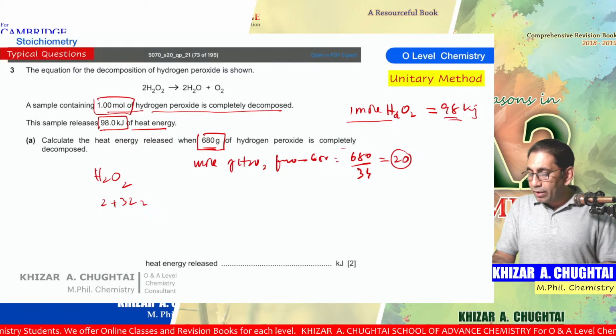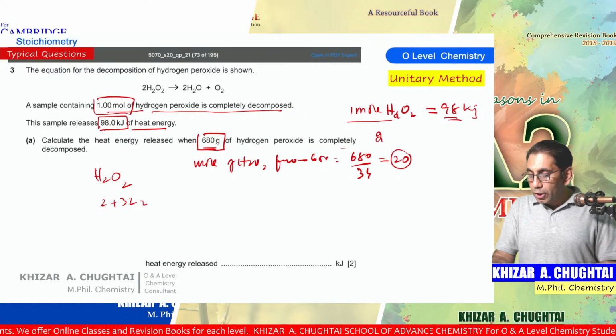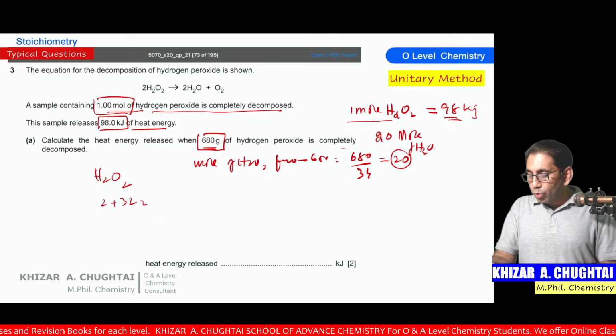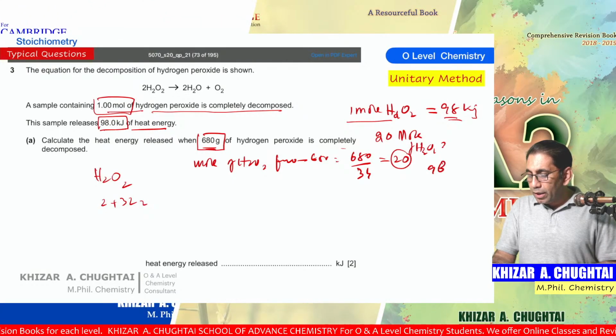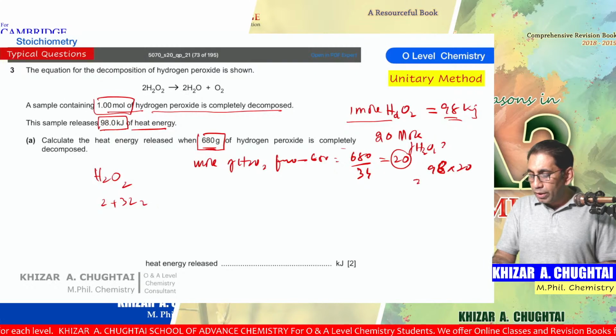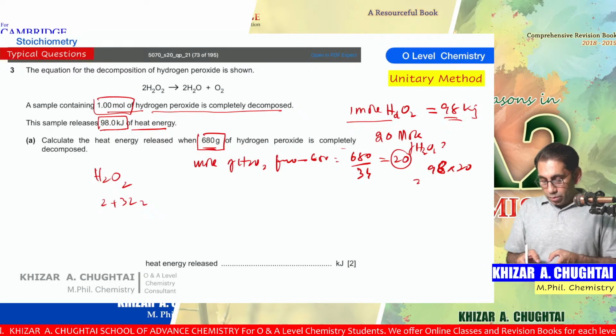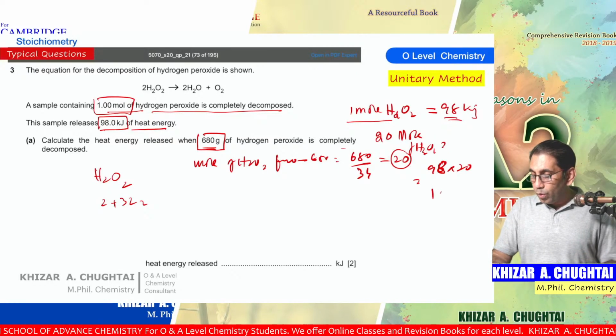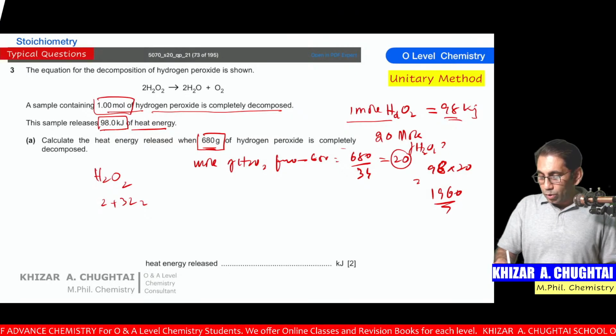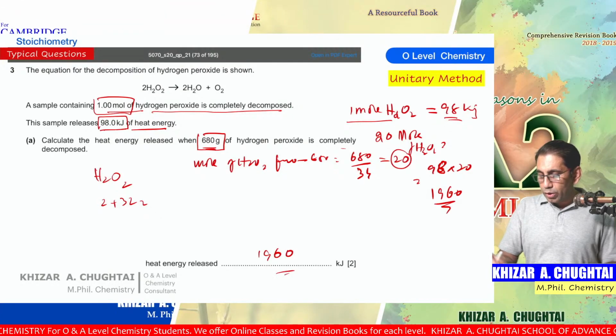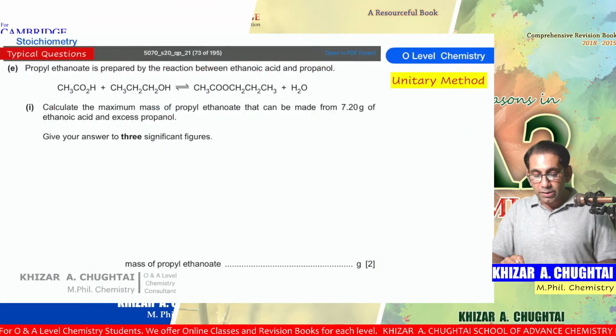1 mole is giving 98 kilojoules. The 20 moles of H2O2 will give 98 into 20. So the answer is 1960. 1960 kilojoules is the answer in this case.